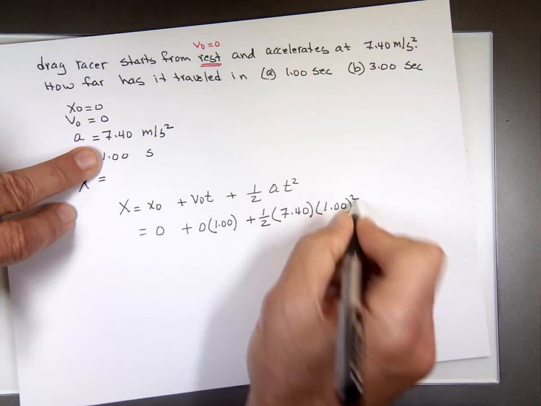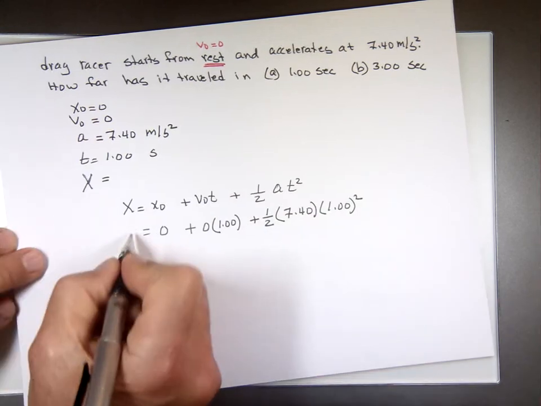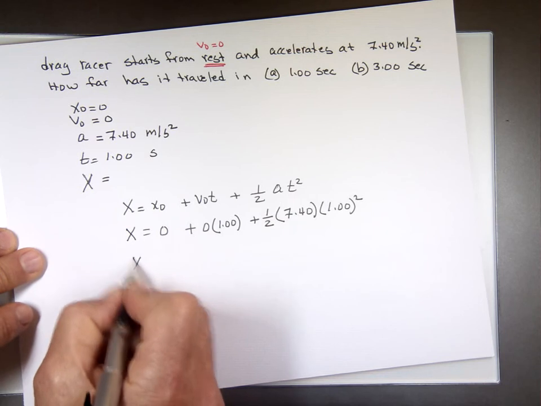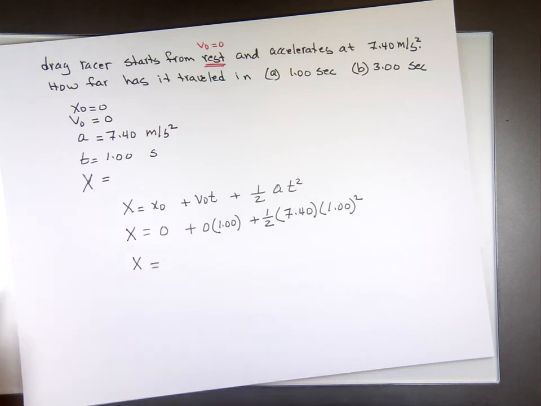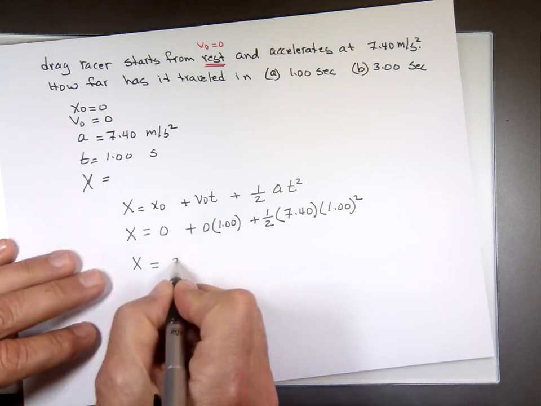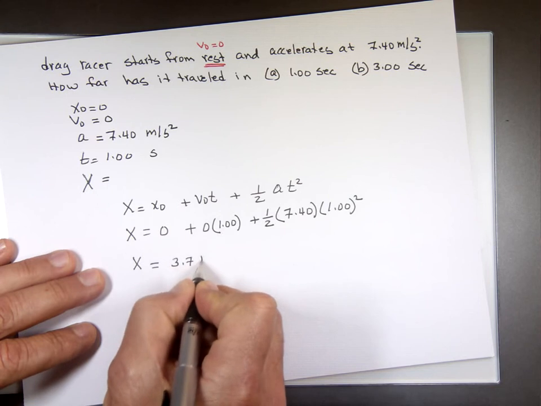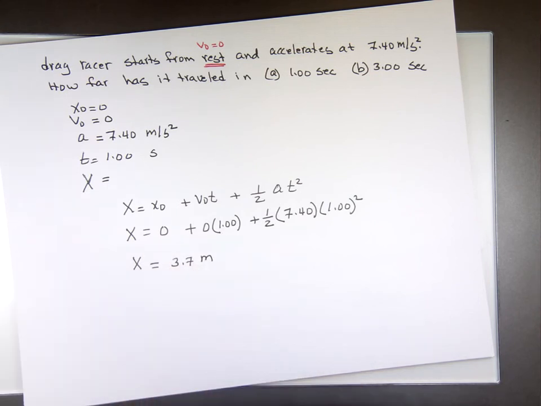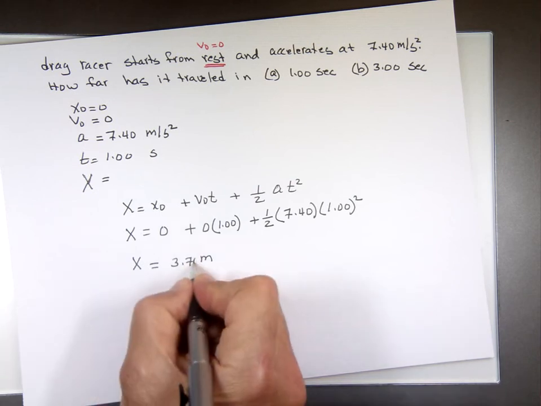How many unknowns do you see there? Only one. 1 squared is still 1. So what's 0.5 times 7.4? 3.7 meters. We're looking for distance in meters. 3.70 if I want to use 3 significant digits to match their numbers.